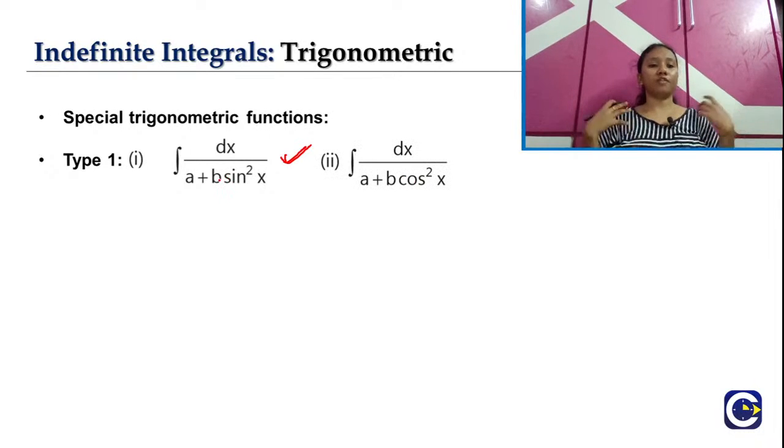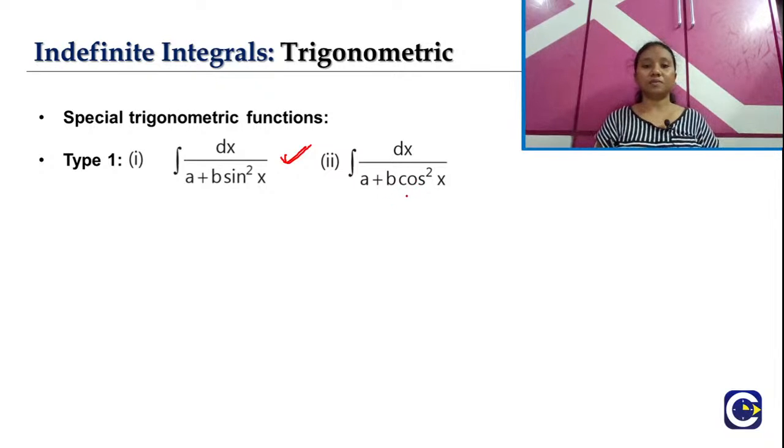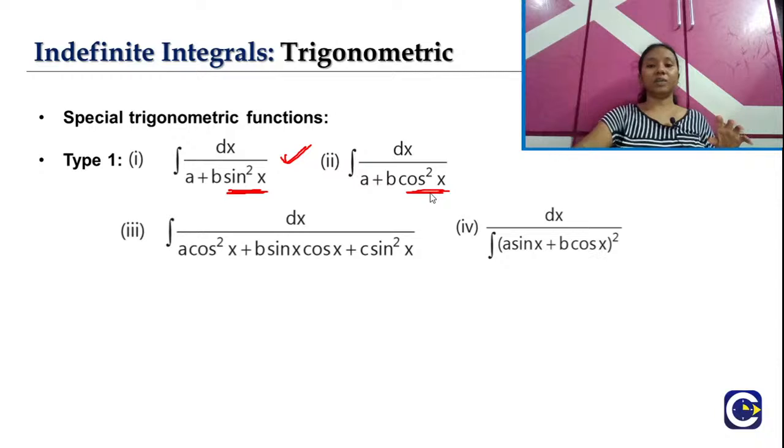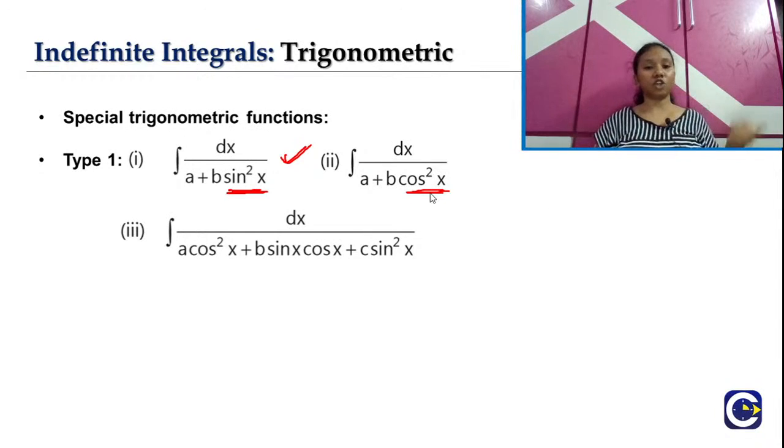The second form of this type 1 is dx by a plus b cos square x. Which means here it can be a sine function, that is sine square x, or it can be a cos function, that is cos square x, or a combination of both sine and cos functions. So our type 1 will completely discuss trigonometric functions sine and cos in different formats. The first form you can observe is dx by a plus b sine square x, or in place of sine square x we can have cos square x.